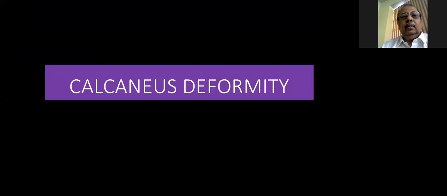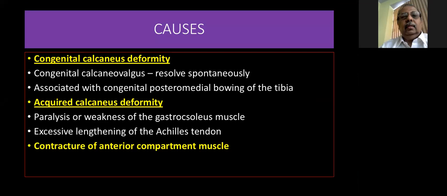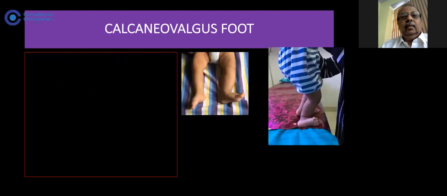Now, coming to the next deformity, that's the calcaneus deformity, which is just the opposite of an equinus deformity. The causes of a calcaneus can be a congenital calcaneus deformity, congenital calcaneovalgus, which usually resolves by itself, or a congenital deformity due to a posteromedial bowing of the tibia. The second is acquired, due to weakness of the gastrosoleus muscle, excessive lengthening of the Achilles tendon, or contracture of the anterior compartment muscles.